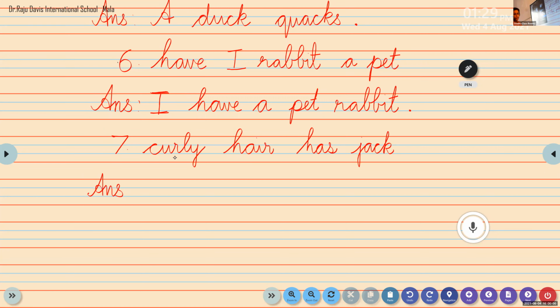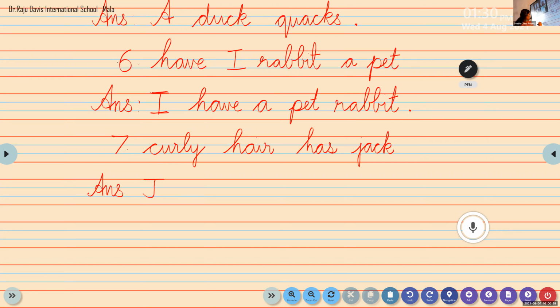Okay. So who are we talking about in the sentence? Who is doing the action here? Come on. I'm not getting an answer. Okay, Gayatri. Come on, Gayatri. Yes, Gayatri. Come on, tell me. Curly hair has Jack. Jack? We are talking about Jack in the sentence.